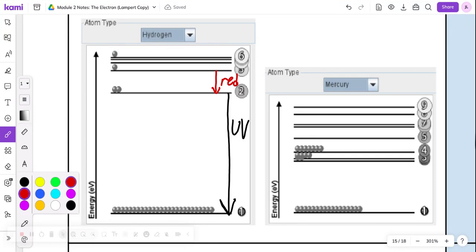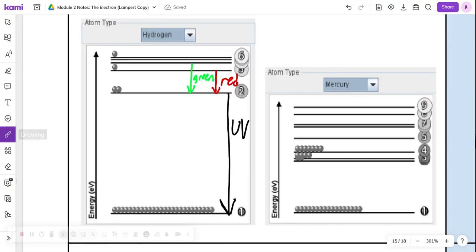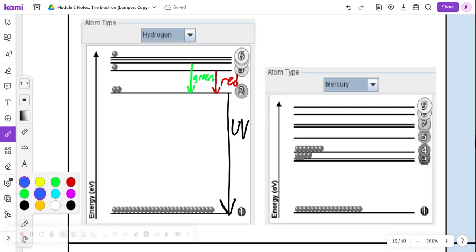All right. Now, if I draw another transition, if we go from the fourth energy level down to the second energy level, this would be enough energy to make green. If you go from the fifth all the way down to the second, that would be enough energy to make blue. And if you go all the way from the sixth down to the second, that's enough energy to make purple. Right? As you increase the size of the transition, you get higher energy light.